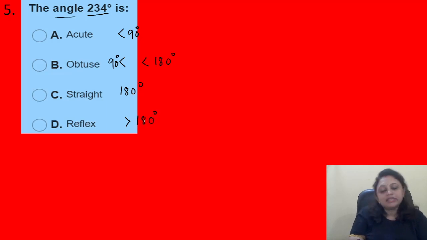Okay, and between 360 degree. So 234, it is coming under the reflex angle. Okay, so correct answer is option D, that is the reflex.